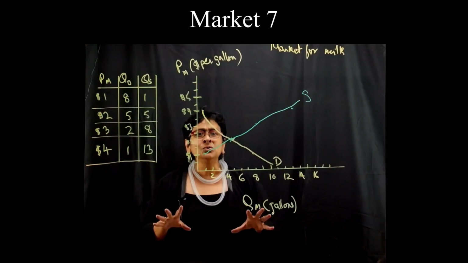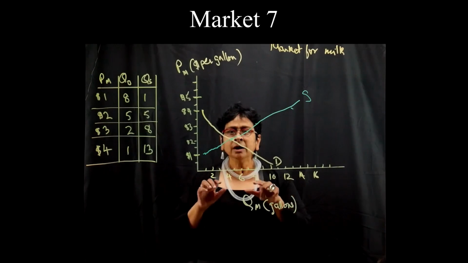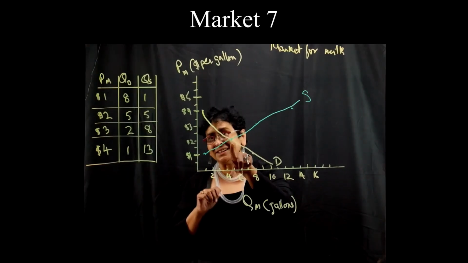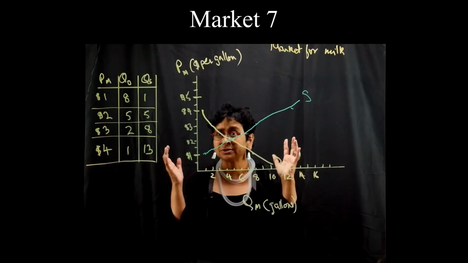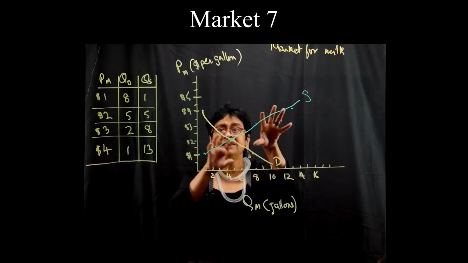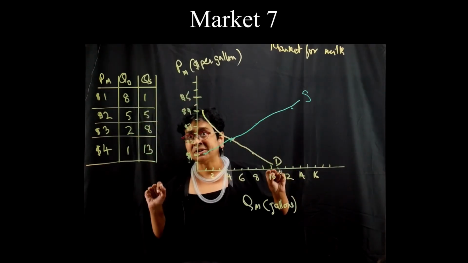Now, you are going to be tempted to look at this and say, oh, look, there's a place where these curves cross. That is not a story. That's not an explanation. That's not an analysis. That's just a place where curves cross. It turns out it's going to be an important point, but we have to tell the story of what's happening in this market to understand what's going on.